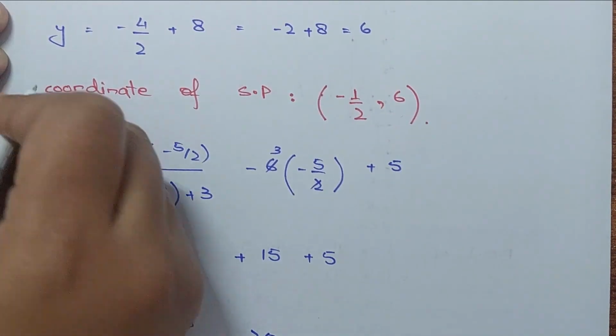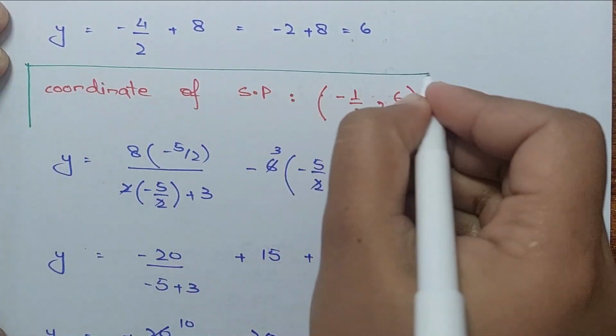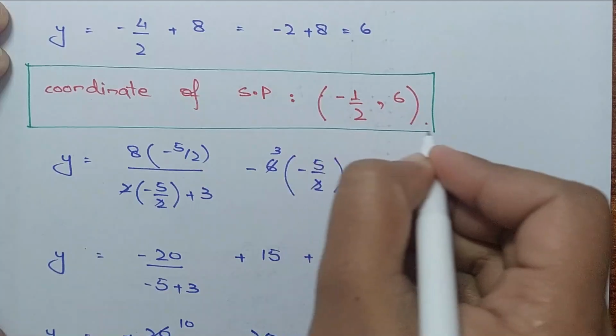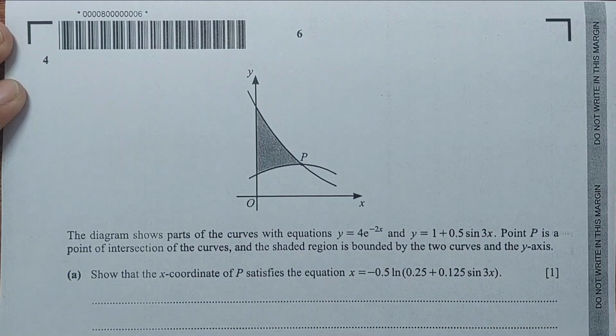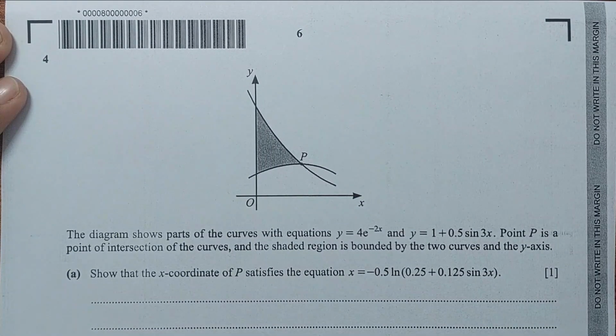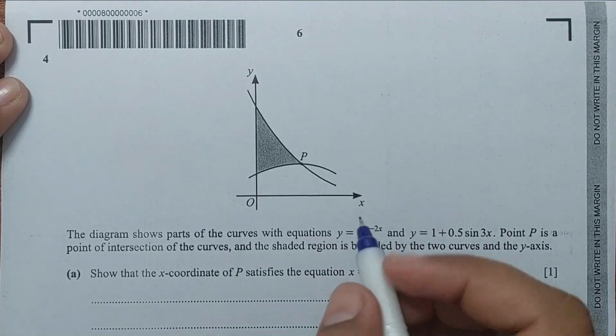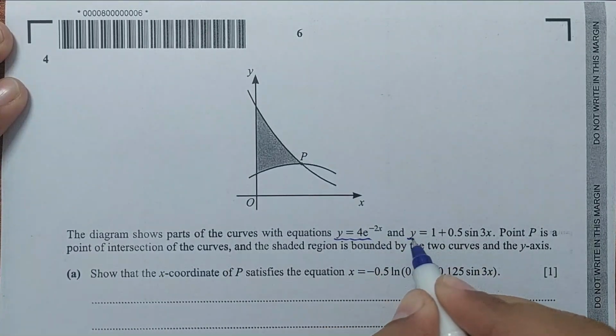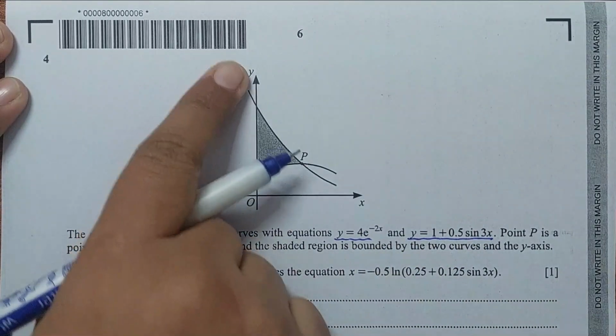This is the second one, and that's the first one. We need to figure out the x and y coordinates of the stationary points. Now for question number 4, the diagram shows part of the curves with this equation and this equation, the part of these two curves.